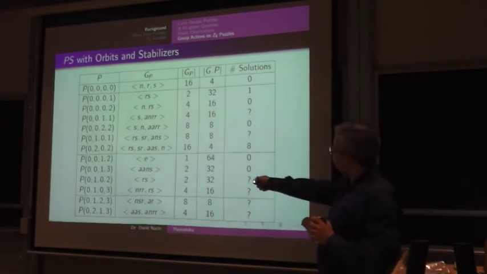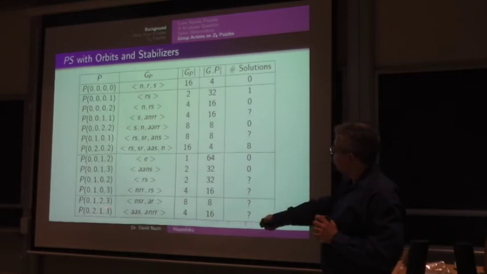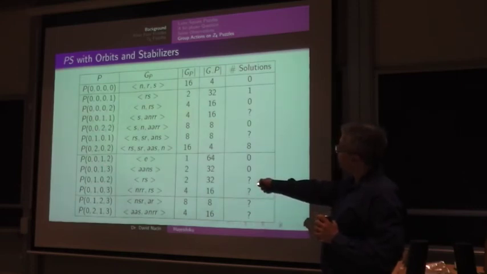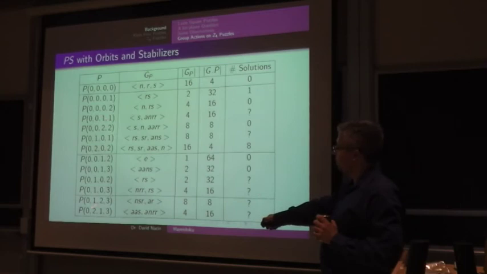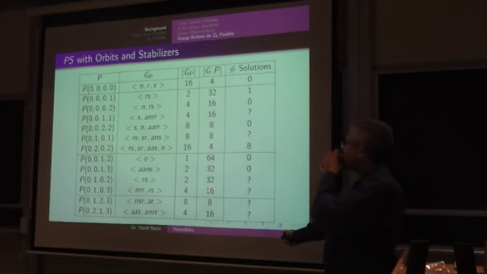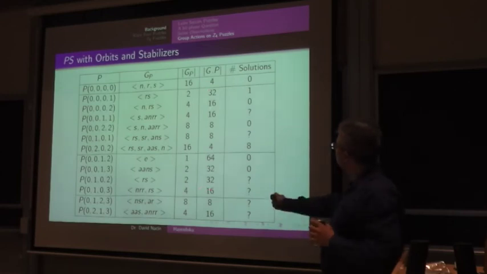So I'll just explain how I organize this. This is one representative from each of the orbits, here on the left. I've organized them by the number of distinct clues. So this is one clue, 2 different clues, 3 different clues, and all 4 possible clues. This is the stabilizer. This is the order of the stabilizer. This is the size of the orbit.